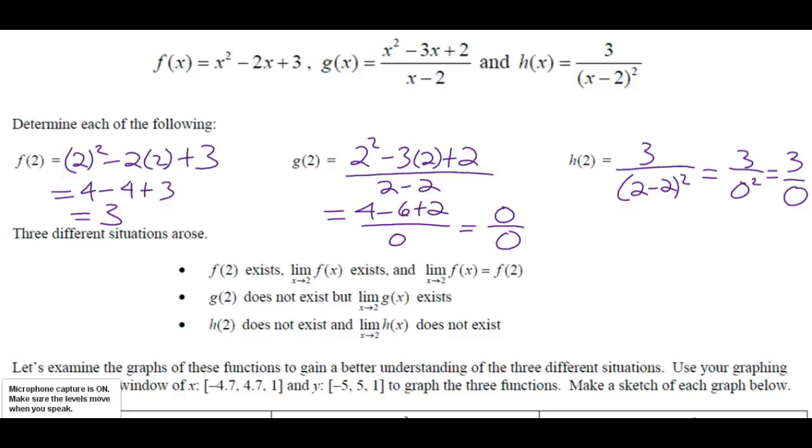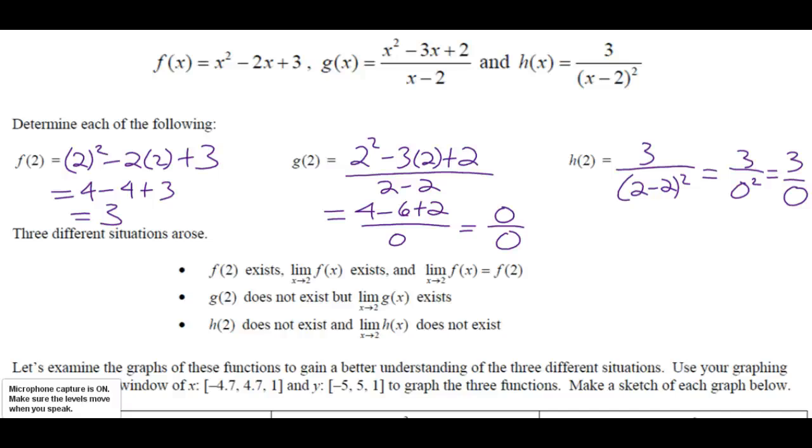Maybe while you're copying that down, f of 2 exists. Right? F of 2 is equal to 3. The limit as x approaches 2 of f of x exists. We found that. And the limit as x approaches 2 of f of x is just equal to f at 2, right? It's the same as if you just evaluated f at the value 2, you get that value of 3. G of 2 does not exist, but its limit does exist, right?